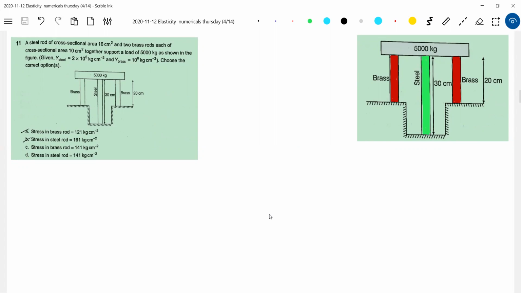Tell me, what is the only one? What do you expect when you place a load? What do you expect? Steel, brass. What will happen to all these three rods? The three rods will undergo compression. Quite natural, no? Because of this load, all three rods will undergo compression.